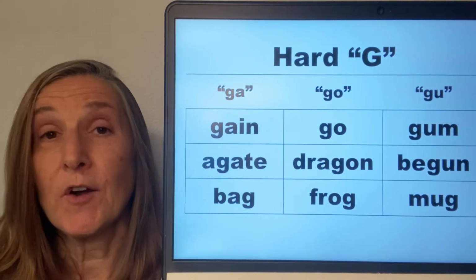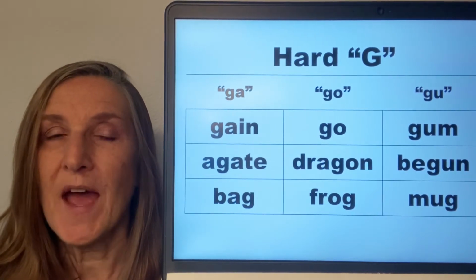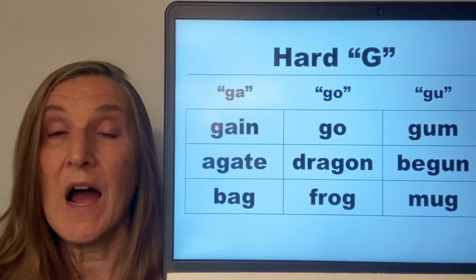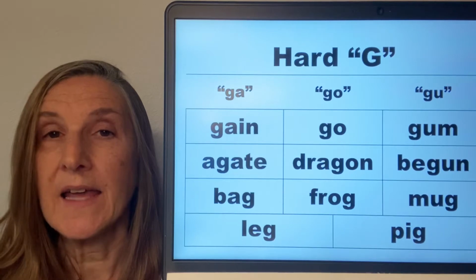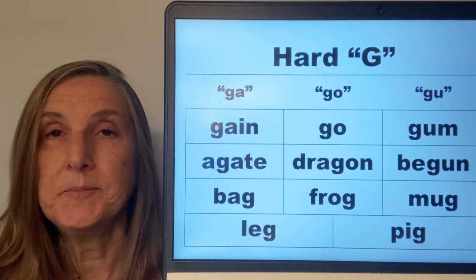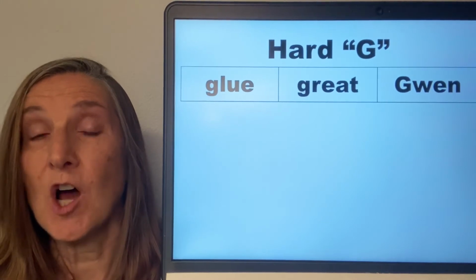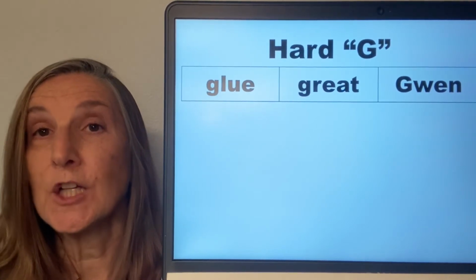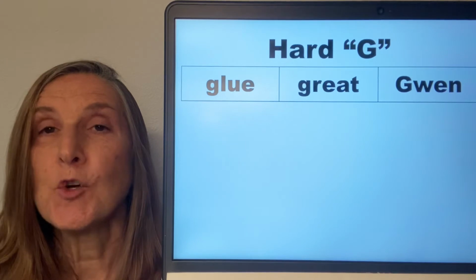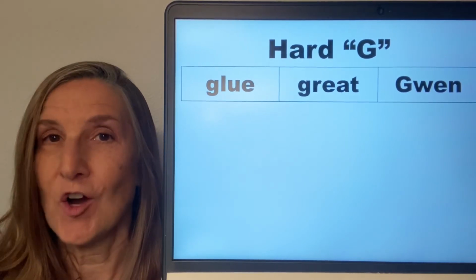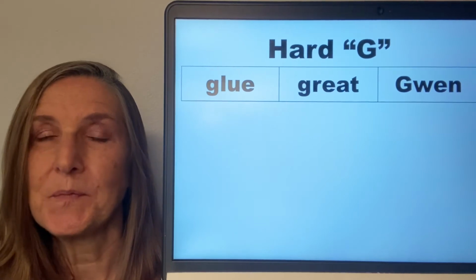We can have this hard G at the end of a word as well, like bag, frog, mug. And because there's no letter after the G, we can also have this hard G at the ends of words that have E or I in them, as in leg or pig. When followed by the consonants L and R, we'll get words like glue and great. The girl's name Gwen has that hard G followed by a W.